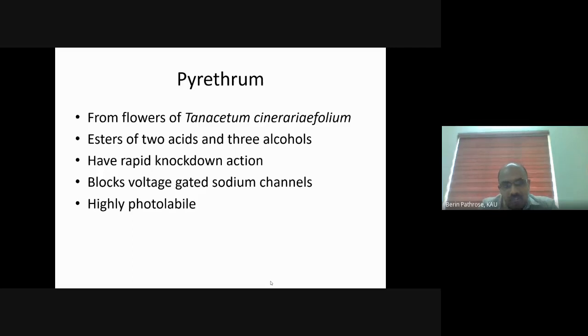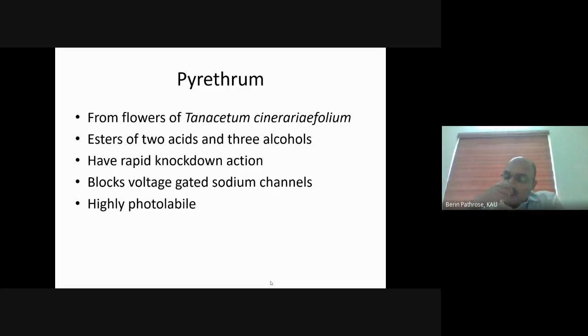So we have pyrethric acid and chrysanthemic acid as the two acids, and we have three alcohols, that is pyrethrolone, cinerolone, and jasmolone, and we have six esters. These pyrethric acid and chrysanthemic acid can react with these three alcohols, and it can form six kinds of esters: pyrethrin 1 and 2, cinerin 1 and 2, and jasmolin 1 and 2. So we will discuss about it later when we discuss about synthetic pyrethroids.